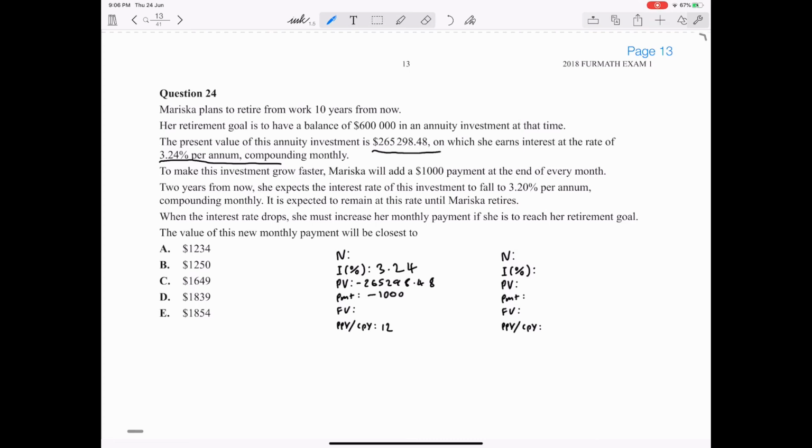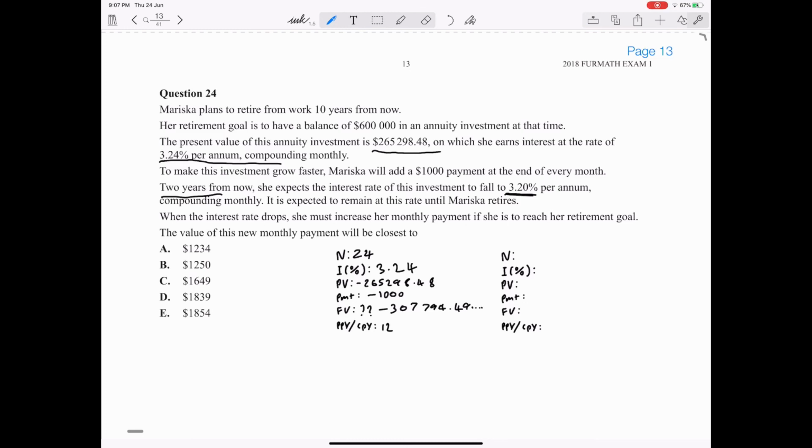So first of all, we know 2 years from now, the interest rate is going to fall to 3.2% per annum. So we need to calculate what the value of the investment is after 2 years. So 2 times 12 would give you 24, which is representative of the annuity investment after 2 years. You put that on your finance solver and you will get a future value of negative $307,794.49.